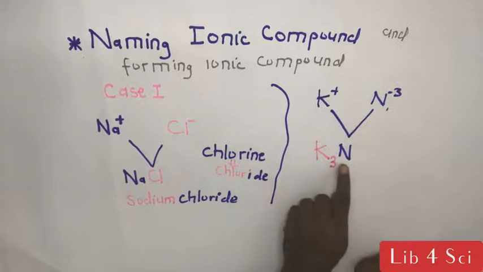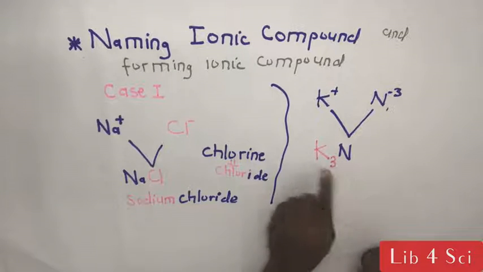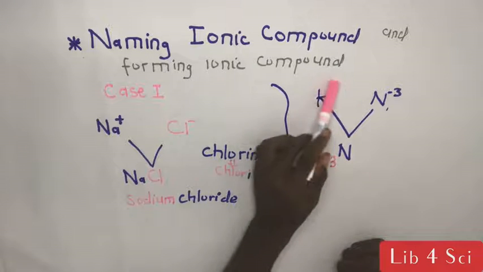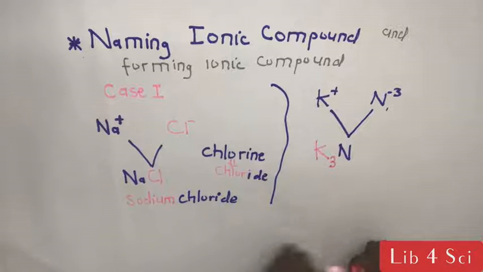So we want to provide a name for this compound. Again, to provide a name for this compound, the first thing we do is give the name of the metal, and the metal here is potassium. So we write out potassium.